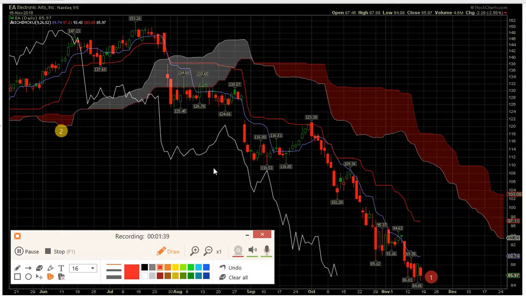Moving on to the third item on our checklist, the Tenkan-sen. There is the Tenkan-sen. It is our 9-day fast-moving average. Is the Tenkan-sen greater or less than the Kijun-sen? The Kijun-sen is this red line. This is an intermediate term midpoint moving average. Now, this Tenkan-sen here is the fast one, and it is trying to keep pace with this drop in the price of Electronic Arts. So let's have a quick look.